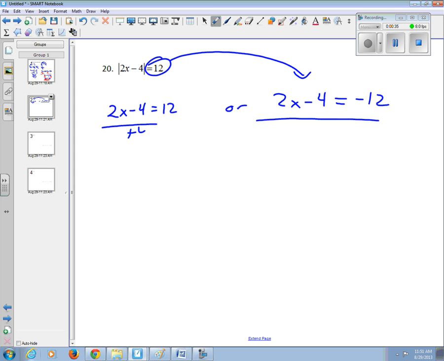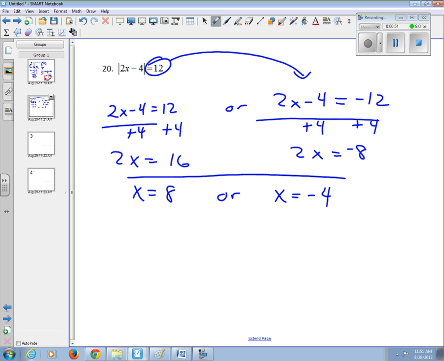Here, add 4 to both sides, you get 2x equals 16. Divide by 2 and x equals 8. Or your other solution, when you add 4, you end up with 2x equals negative 8. Divide by 2 and you get x equals negative 4.